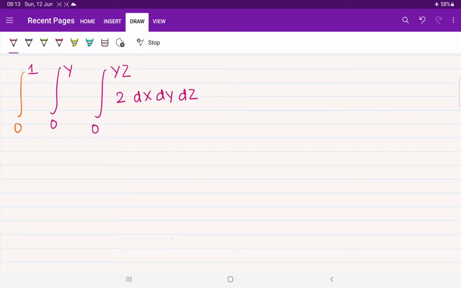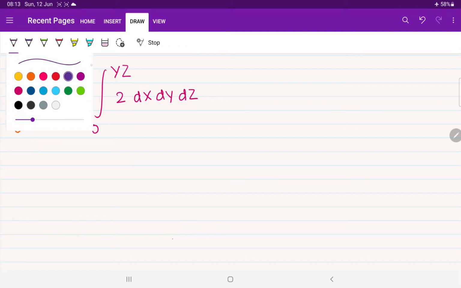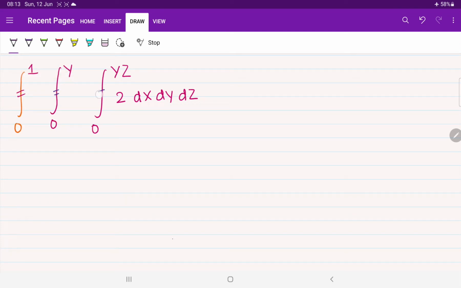In this session, we'll be solving one more problem on triple integrals. If you observe the triple integration limits, the first one is defined from 0 to 1, the second from 0 to y, and the third from 0 to yz. While starting the integration, it is very important to observe where we have to start and where we are going to end.